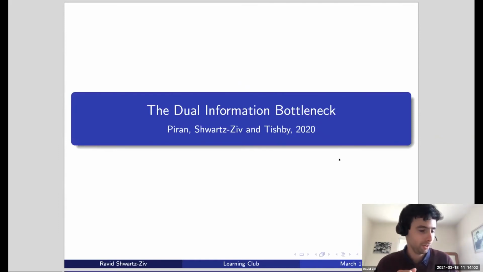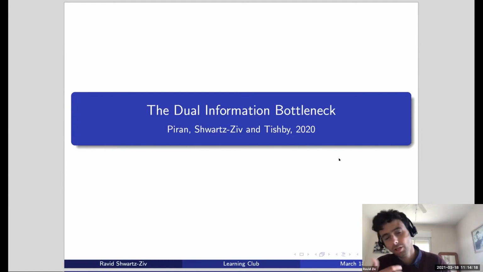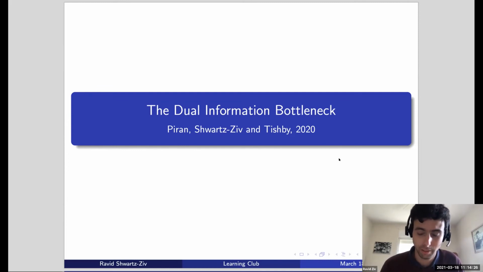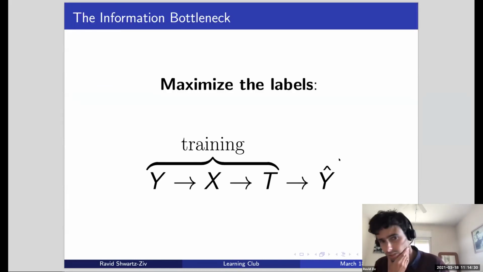I don't have a lot of time, but I will talk about the third thing briefly. So the dual information bottleneck, okay? In this work, we tried to suggest a new framework, and we tried to address some of the limitations of the information bottleneck.